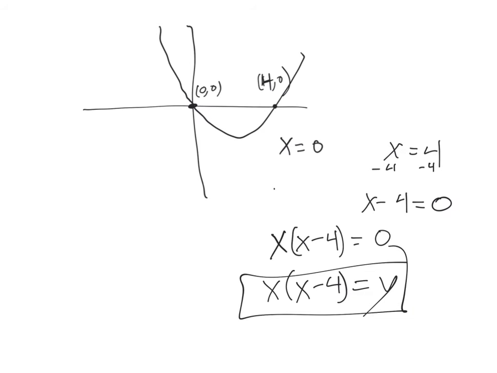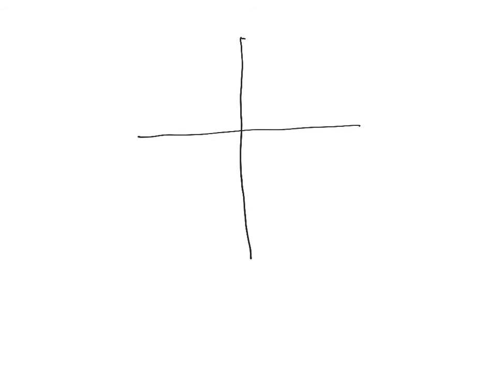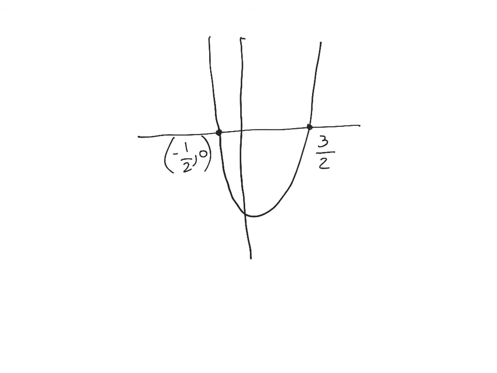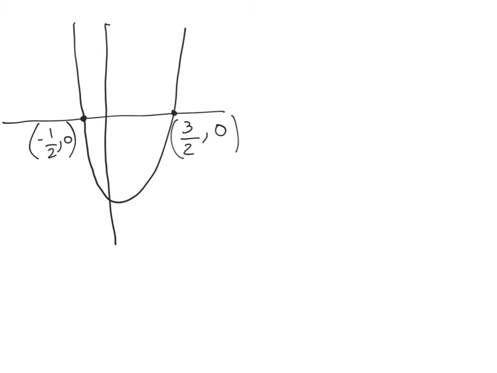Now, let's look at one more example, a little bit harder example, just so that we have it. And so here's my quadratic. Okay, and so this is the point -1/2, 0, and then this is 3/2, 0. Okay? Now, I do the same thing. I still do the same thing. I set x equal to -1/2, and I set x equal to 3/2.